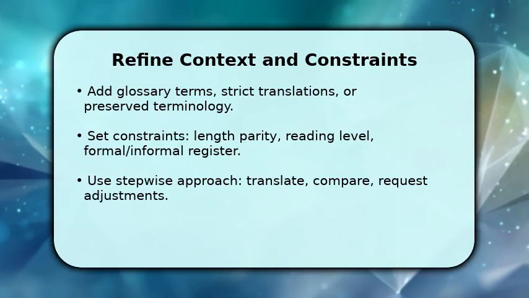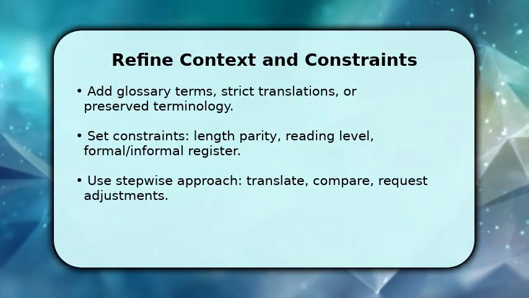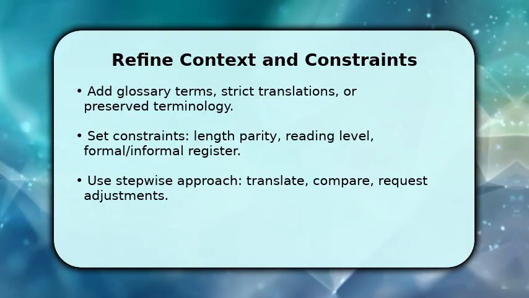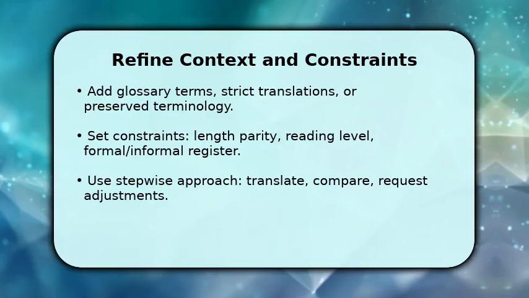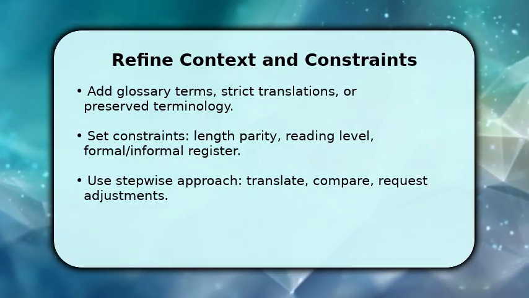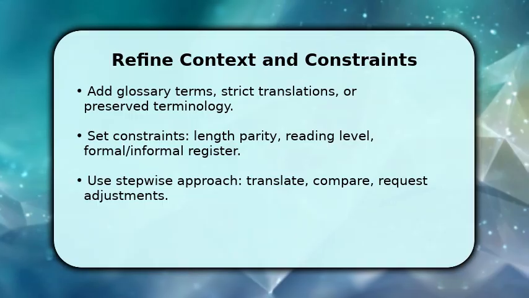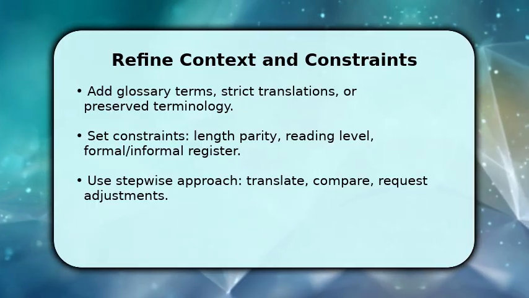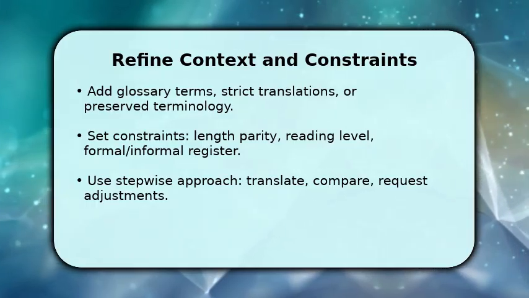Now refine by giving glossary entries and constraints so the model follows your rules. Explain why certain terms must remain unchanged, product names, legal terms, or brand voice, and set the target register, reading level, and length goals. Once done, ask ChatGPT to produce both a direct translation and a polished version, then compare.